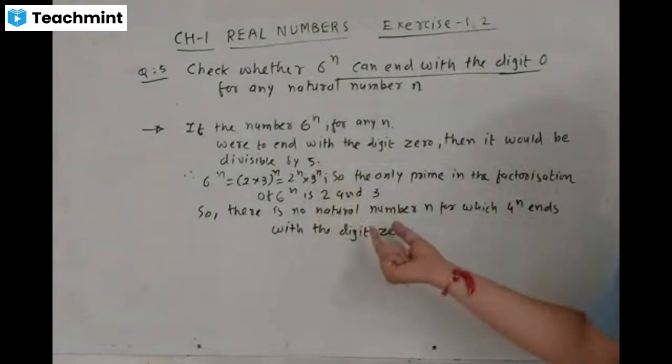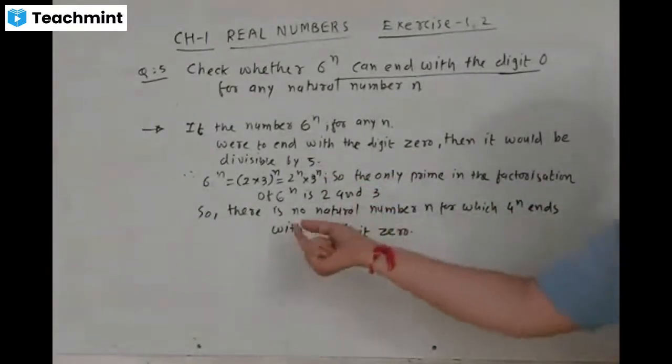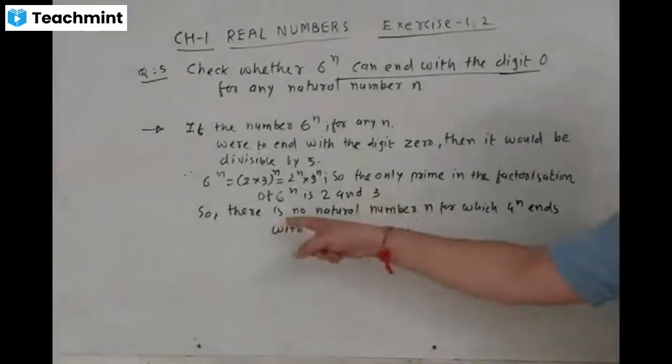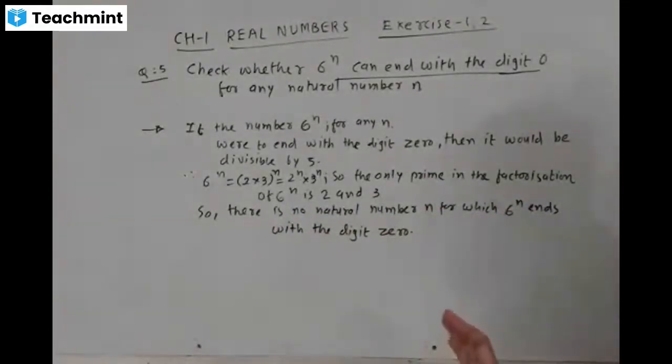तो 5 इसमें है? There is no prime factor of 5 in the prime factorization of 6. There is 2 and 3 only. So there is no natural number n for which 6 raised to n ends with the digit 0. बस इतना ही करेक्शन करना है. समझ में आया? क्लियर?